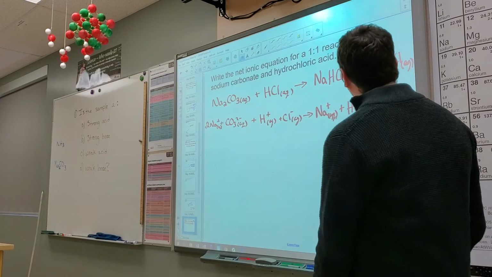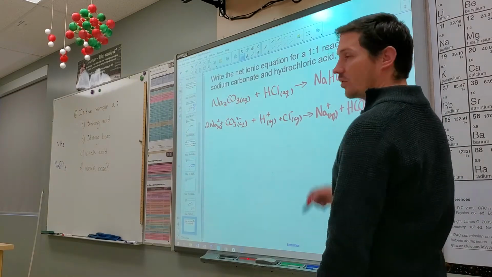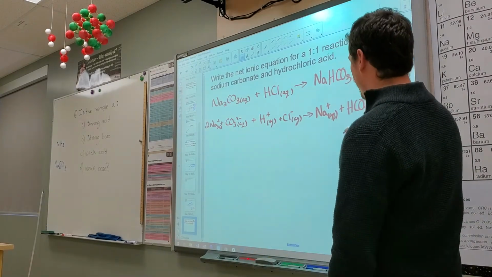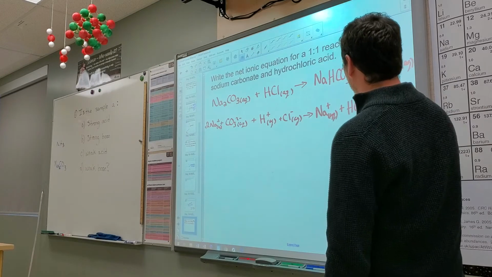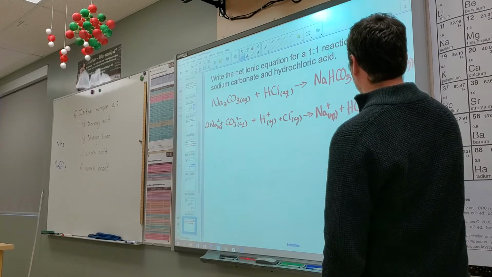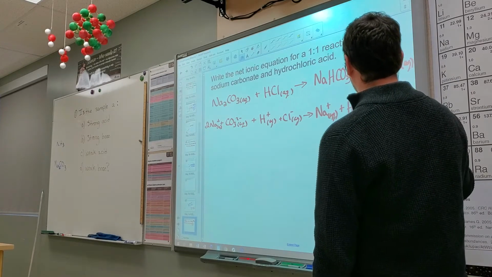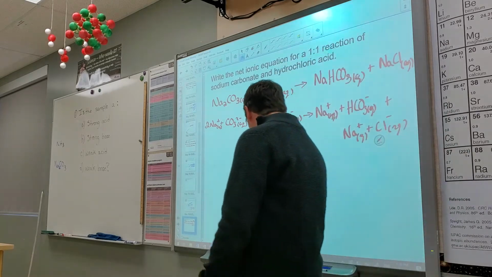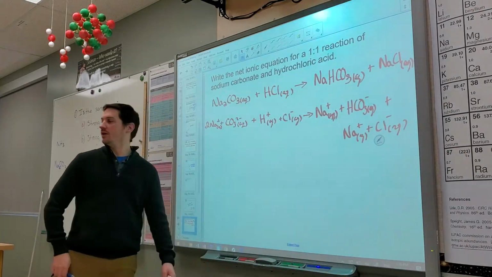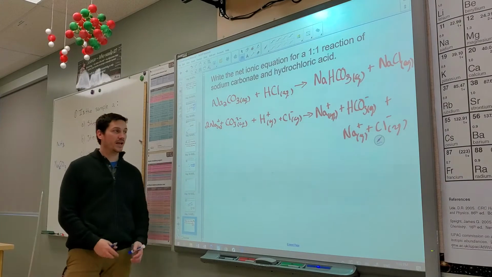And so remember, weak acids and weak bases don't split up. Okay? And then finally, sodium chloride. Is sodium chloride going to split up? Yeah. So we're going to get sodium and chloride. Let's try and cancel out as much junk as we possibly can.